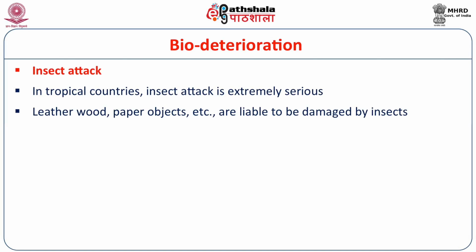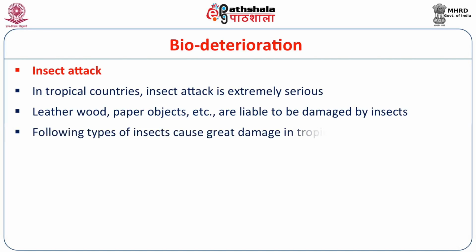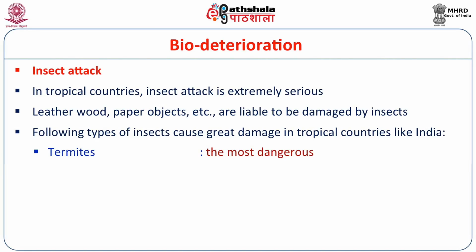Leather objects, wooden objects, paper objects are liable to be damaged by insects. The following types of insects generally damage our cultural property, such as termites. Termites are found all over India, and it is the most dangerous type of insect. It is a social insect, and we have seen division of labor among them.